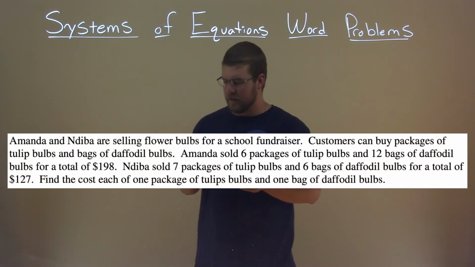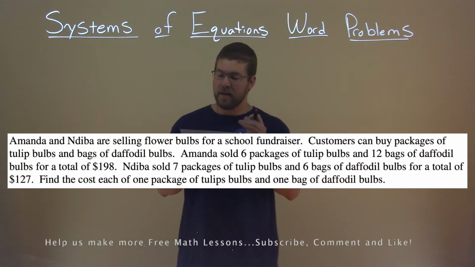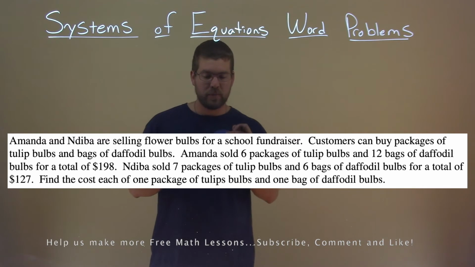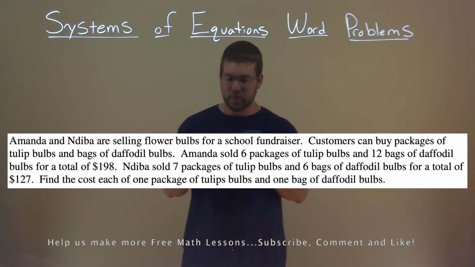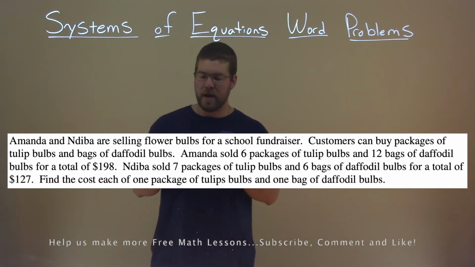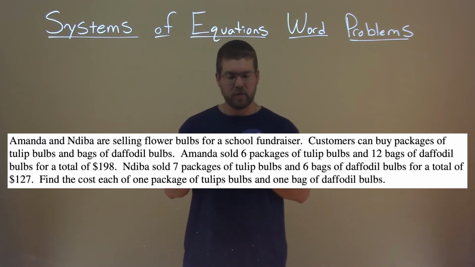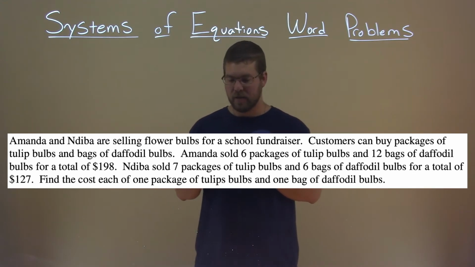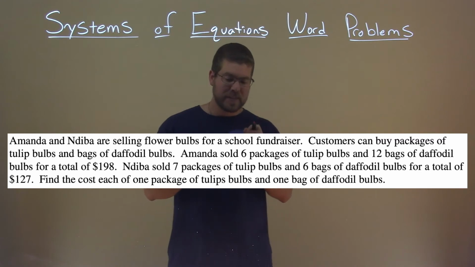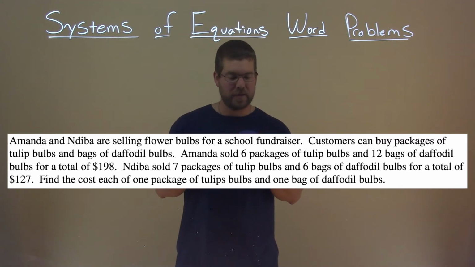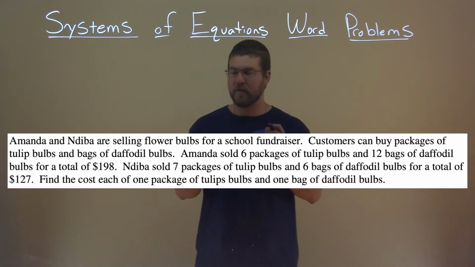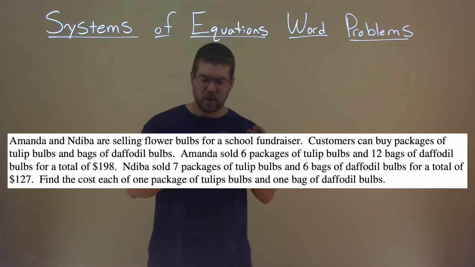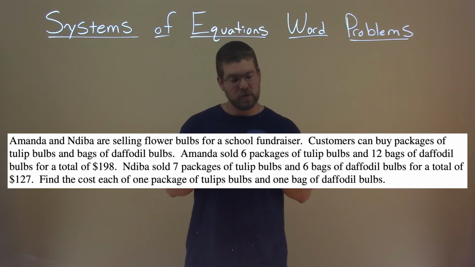We're given this problem right here. Amanda and Nadaiva are selling flower bulbs for a school fundraiser. Customers can buy packages of tulip bulbs and bags of daffodil bulbs. Amanda sold 6 packages of tulip bulbs and 12 packages of daffodil bulbs for a total of $198. Nadaiva sold 7 packages of tulip bulbs and 6 packages of daffodil bulbs for a total of $172. Find the cost of 1 package of tulip bulbs and 1 bag of daffodil bulbs.